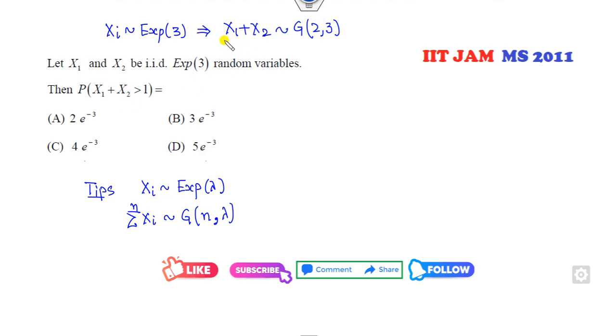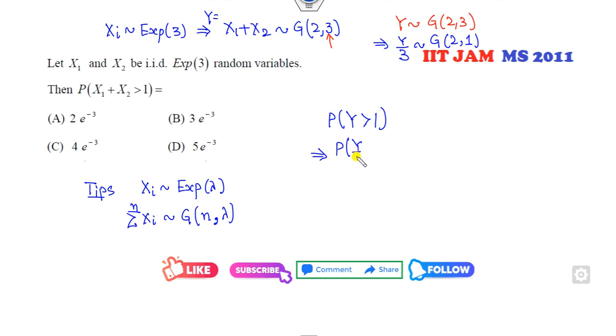Fine. So if I call this is my y, so my target is to find probability of y is greater than 1. I again make them to be the 1. So y follows the gamma distribution of 2 comma 3. So how you can make them to be the 1? If I divide it by 3, fine, then it will be 2 comma 1. So again I can make them to be y over 3 is greater than of 1 over 3. Fine. Then how you can make them? This is exponential distribution with the parameter 3, so I can make them to be here.